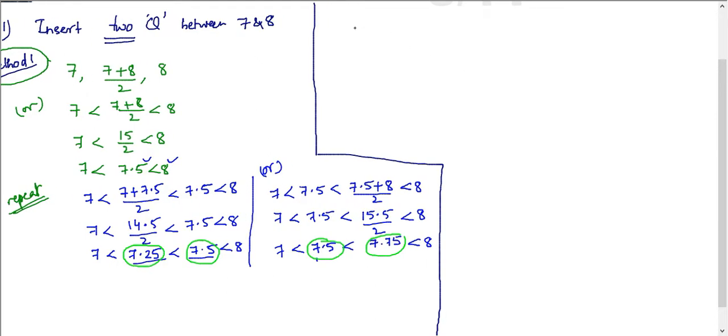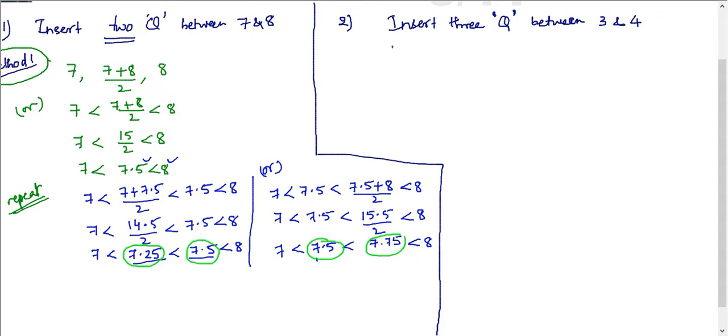Okay, so let me take one more question which says insert 3 rational numbers. Q stands for rational number. Again I am telling you, Q is rational number, so I am writing it short. So 3 Q's means 3 rational numbers between 3 and 4. Okay, so this is what you want to find.